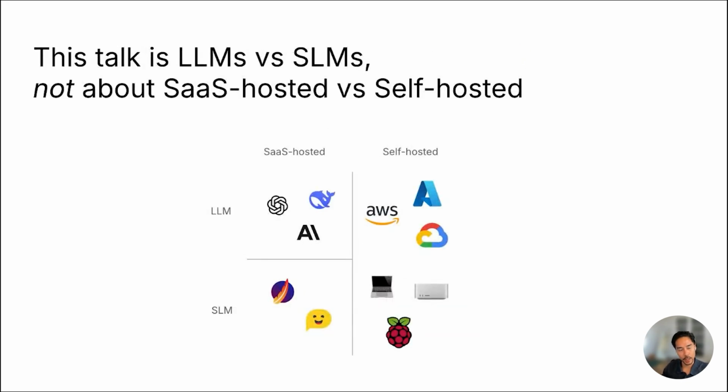So before we go in, I just want to be very clear here. This talk is about LLMs versus SLMs, not about SaaS-hosted versus self-hosted, which can be easily conflated. As you can see here on the left-hand side, you have SaaS-hosted. You can use a SaaS-hosted LLM through services like OpenAI and Anthropic, and indeed many do. You could also use SLMs through similar services like LibreChat and the now defunct Hugging Chat. This is different from LLMs versus SLMs.